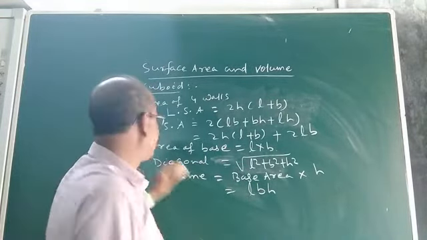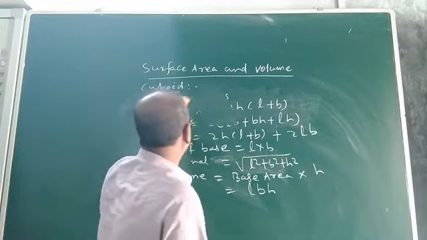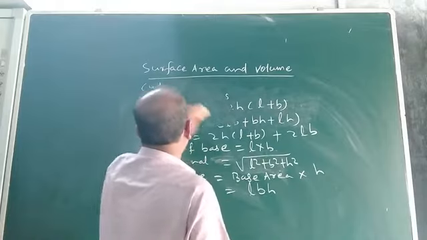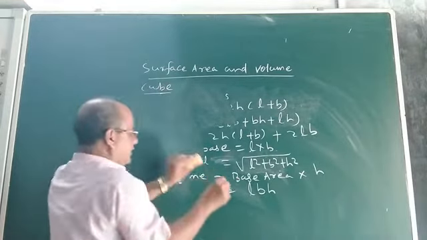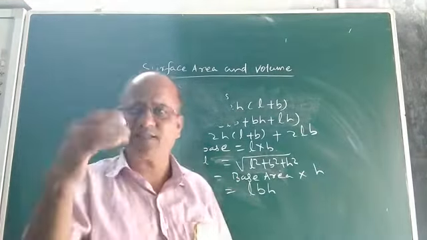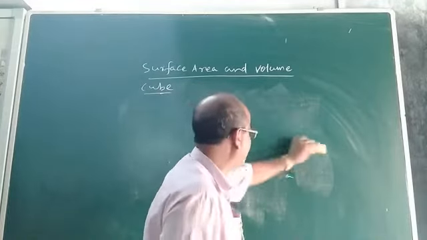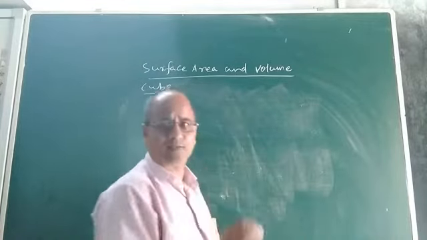Now let us consider the next solid, that is cube. Children, you know what is cube? Cube is a 3-dimensional solid in which the length, breadth and height all are equal. So if the length, breadth and height of a cuboid are equal, we call the solid a cube.